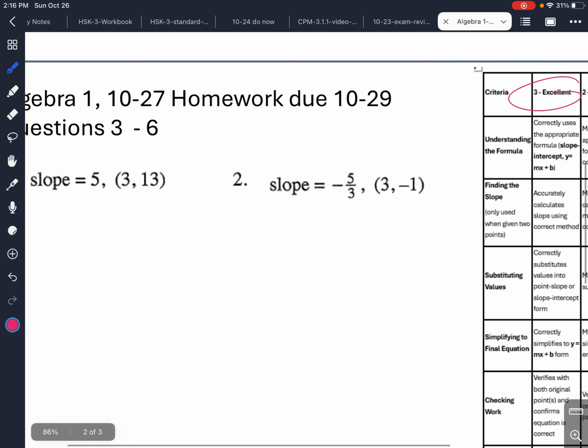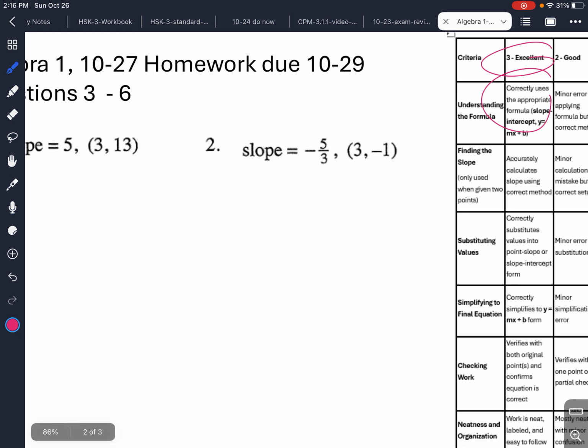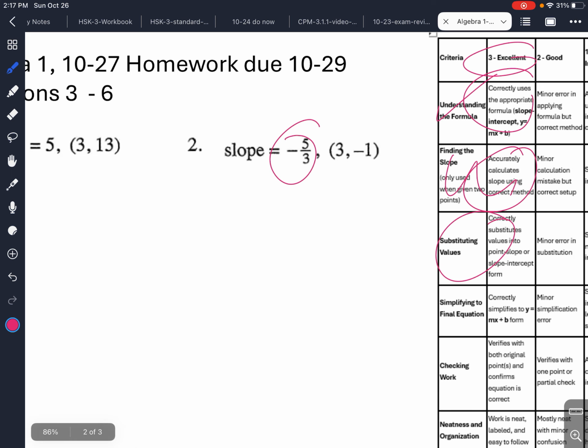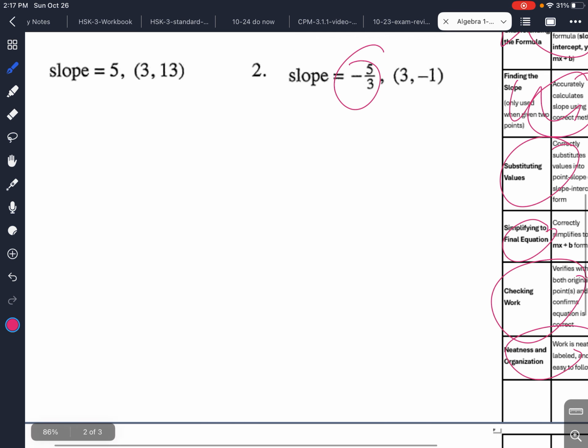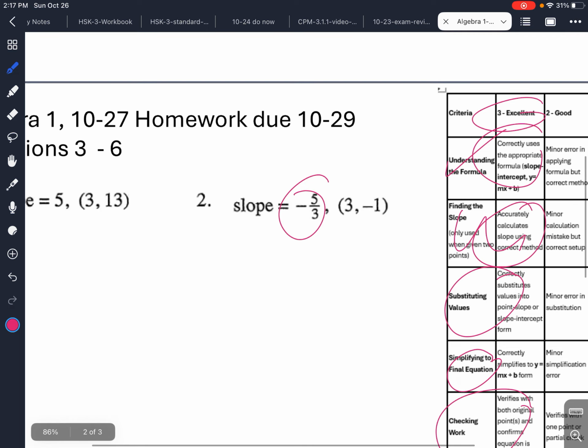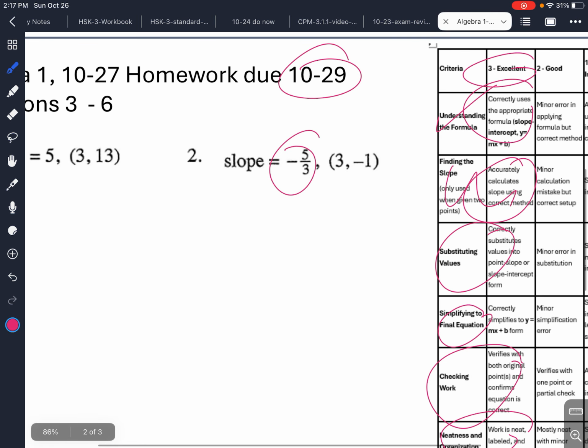So excellent is you're going to use the equation. You're going to find the slope. Now, you'd have to find the slope for this one, only the next one when you're given 2 points. So this doesn't apply when the slope is already given. But you have to write the equation. You have to substitute the values in, simplify, because you have to find b, or the y-intercept. Go back and check it, and it needs to be neat. So I'm going to show you 2 examples of what I'm looking for. And when you come in on the 29th with your homework, another student will grade it immediately on the spot. I'll take the grade and we'll get it back to you.